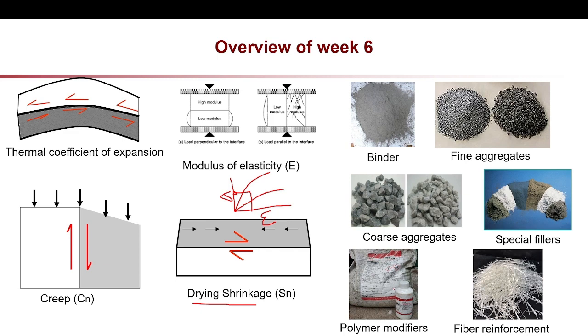Next are the polymer modifiers. Some chemicals we add to our repair material to avoid problems which we have already talked about: creep and shrinkage. Mostly shrinkage is the major issue, so to avoid these kinds of issues, we use polymer modifiers. And next is the fiber reinforcement. Fibers make the bond stronger as well as increase the tensile strength of our repair material. Okay, anyone have any doubt in this topic?